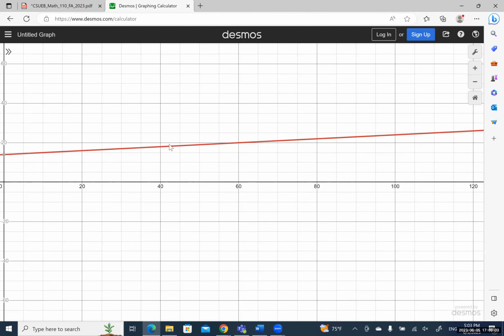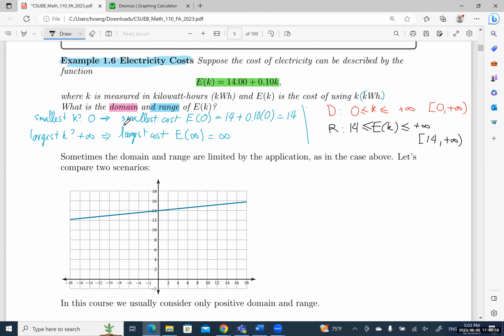Okay, but again, that is the real line. Coming back to the problem, if we think about it, there's no limit, okay? Sometimes the domain and range are limited by the applications, as in the case above. And we now can compare the two scenarios.